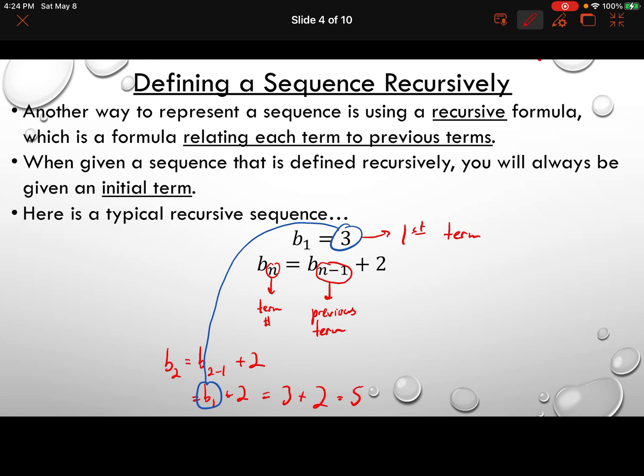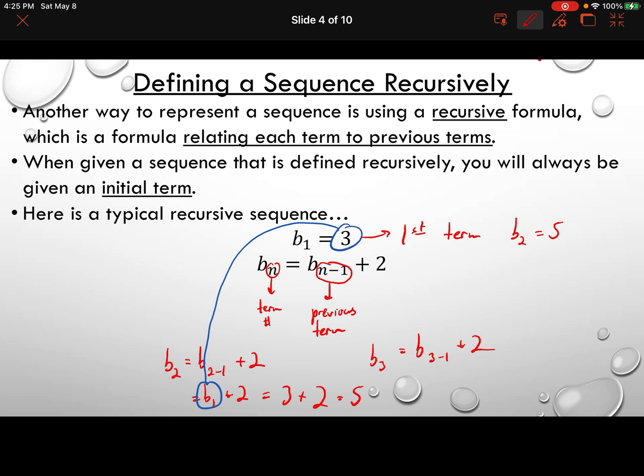Let's do one more example. Let's say we wanted to find the third term. So once again, the second term is 5. So I'm going to write that over here. So b sub 2 is equal to 5. Let's say if we wanted to find the third term, so b sub 3. So b sub 3 is equal to b sub 3 minus 1 plus 2.